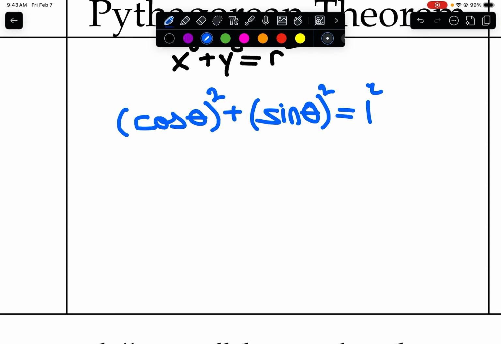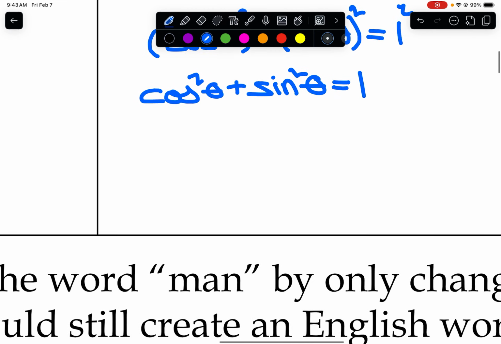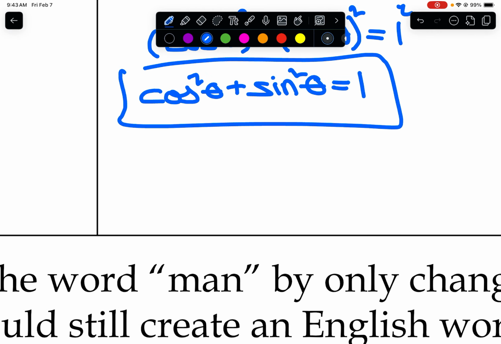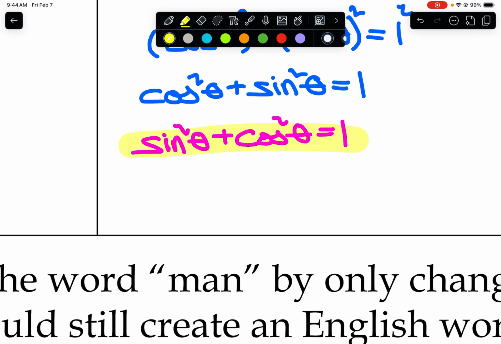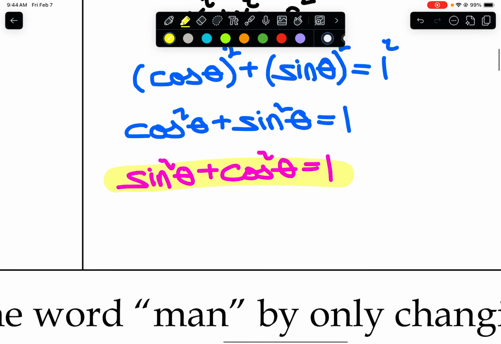So how you're going to rewrite this is cosine squared theta plus sine squared theta, and that's going to equal 1. This is one way to write what we call an identity, but the way you're most commonly going to see it written is we like to write sine first. I don't know why, but we just go with it. It's tomato, tomato. It's still all the same. So you're going to see it mostly written as sine squared theta plus cosine squared theta equals 1, but you could also see it written as cosine squared theta plus sine squared theta equals 1. Tomato, tomato, it doesn't matter.